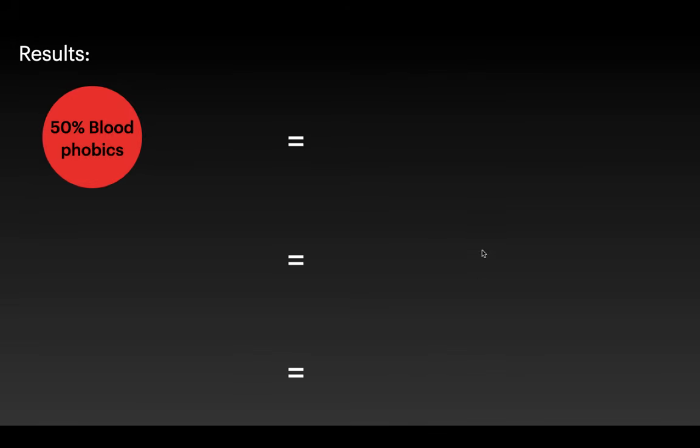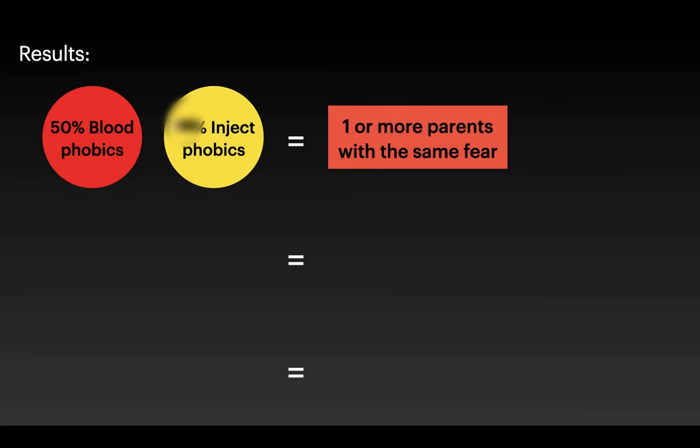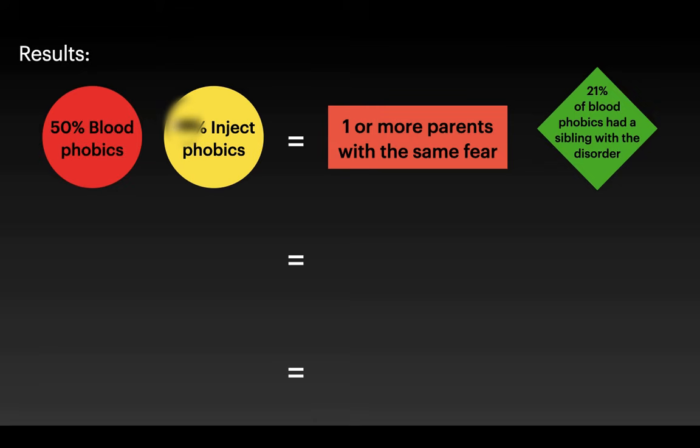These were the results. 50% of blood phobics and 50% of injection phobics had one or more parents with the same fear. So 50% of the blood phobic group had a parent with the same fear, or more than one parent. 50% of the injection phobics had more than one parent. So that does show some evidence of genetic predisposition. If one or more parents has it, it seems that the children 50% of the time seem to have it.